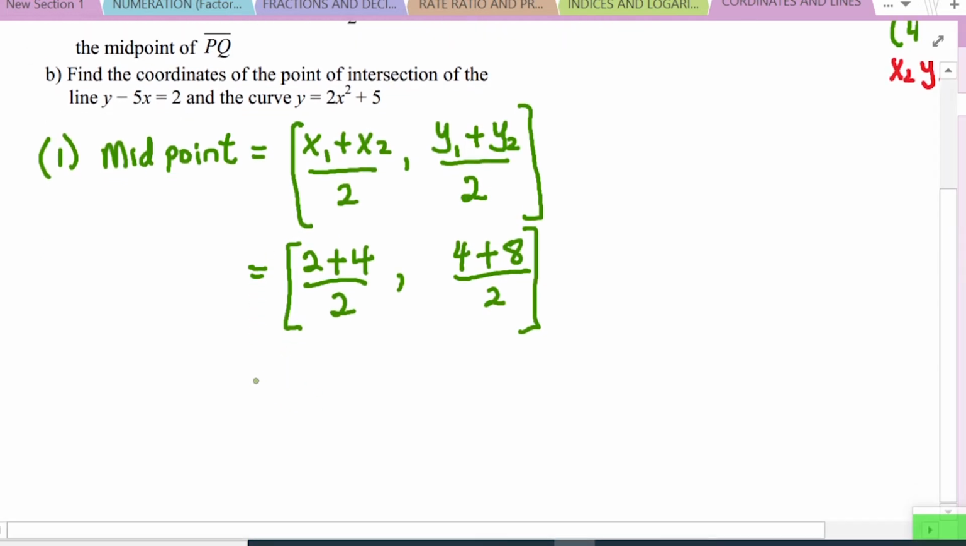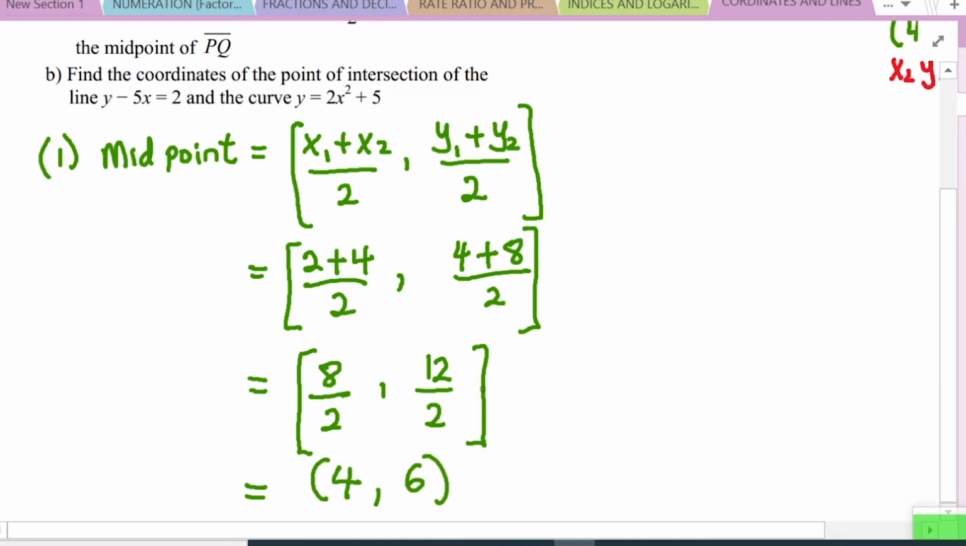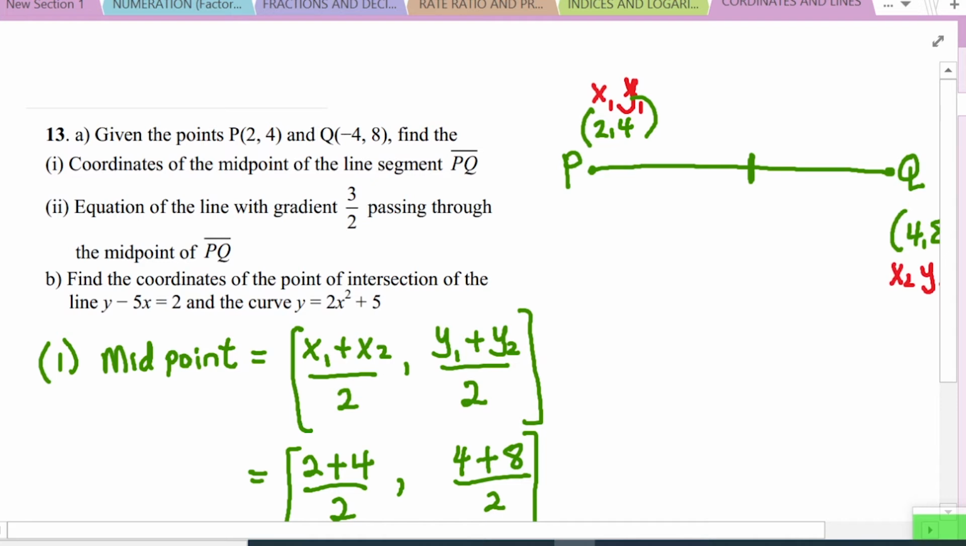So that means that 2 plus 4 is 6 over 2, comma, 8 plus 4 is 12 over 2. So this becomes 4, 6. So 4, 6 is the midpoint of that line segment. The midpoint here is 4, 6. That's Roman 1. So Roman 2.